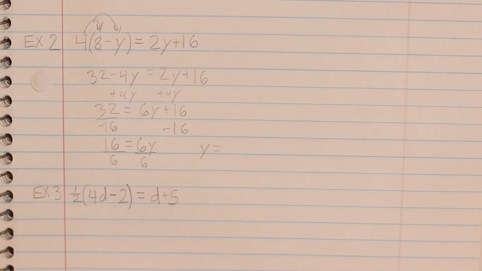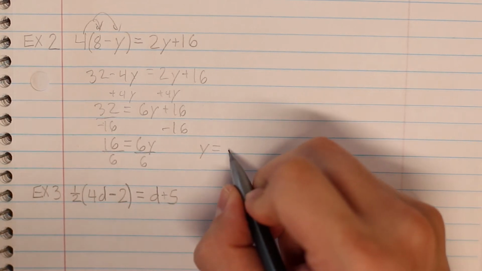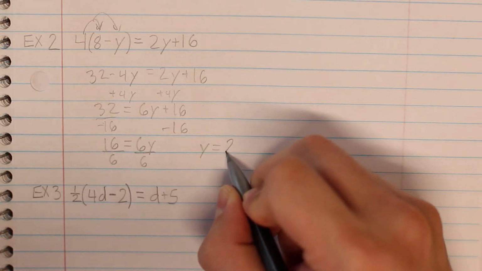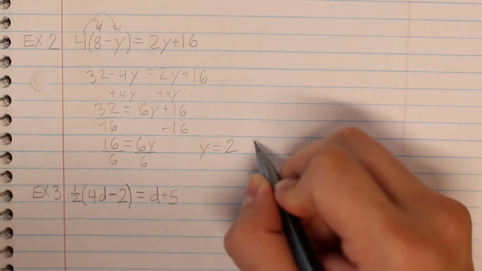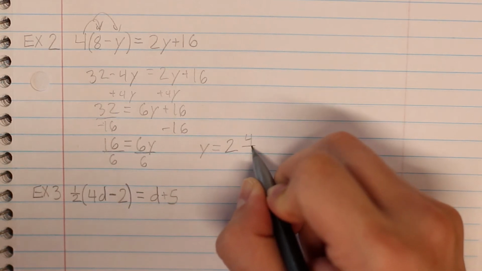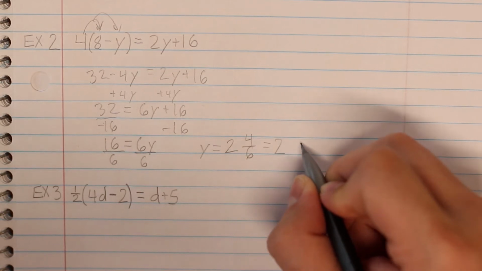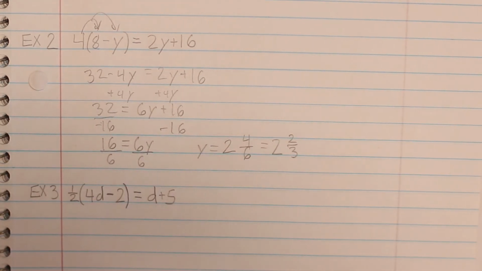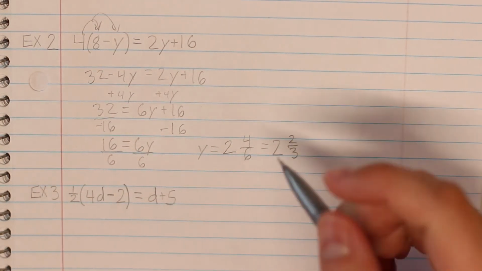And 16 divided by 6 would give us 2 with a remainder of 4 over 6, which would reduce to 2 and 2/3. So there you go. There you have that answer right there.